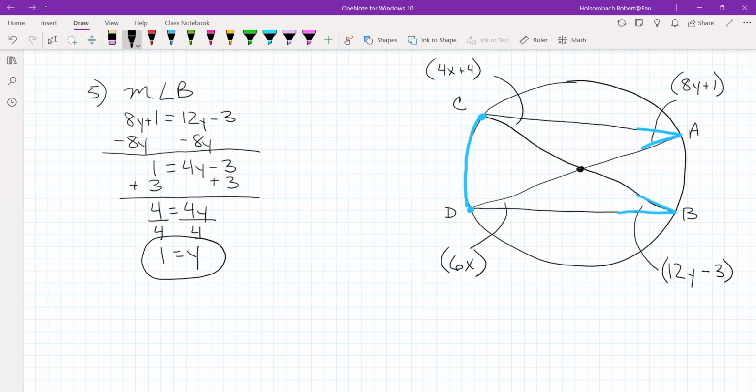All right, so if 1 is equal to y, the measure of angle B is equal to 12 times y, which is 1, minus 3. And 12 times 1 is 12, minus 3 is 9. Good. So that gives us a 9-degree angle right here, and that makes angle A 9 degrees. And that makes arc CD equal to 18 degrees. Good.